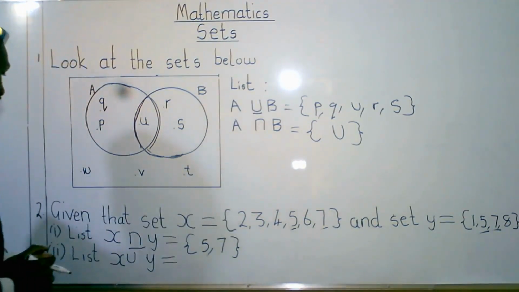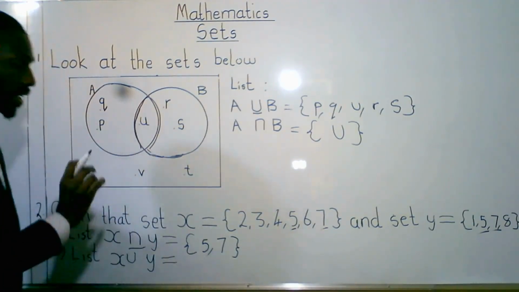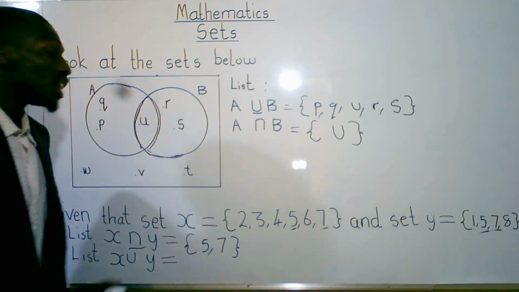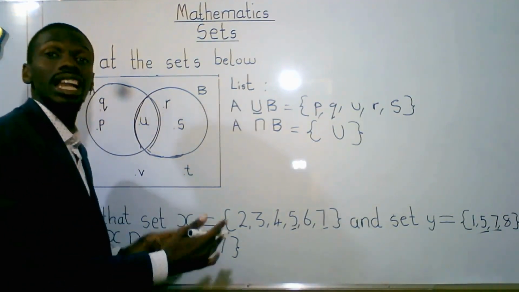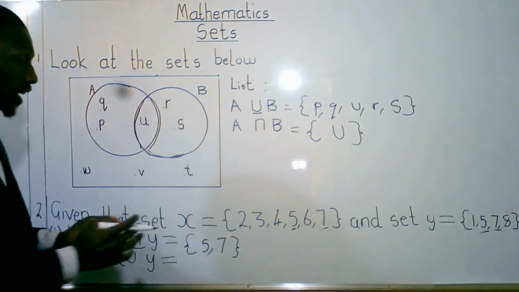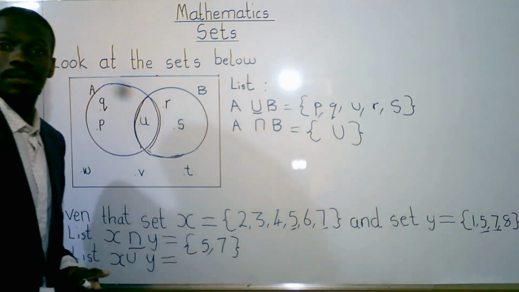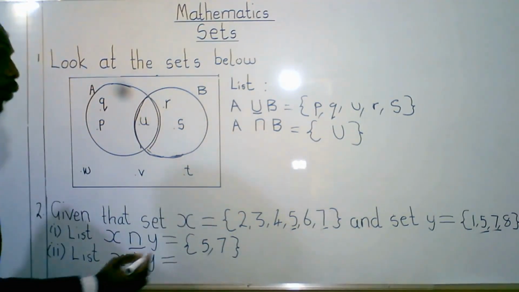Let's take a look at the next example. List X union Y. What do they want us to do? They want us to put together the elements that are in X and the elements that are in Y. When listing, we are not supposed to repeat an element. Are we together? So let's start. Which one is the first?